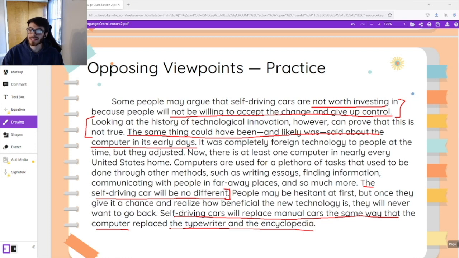So this is how you want to address an opposing viewpoint. You want to immediately take control, right? You acknowledge it, you address it, and you immediately take over and say, here's why it's wrong. And then you spend the entire rest of the paragraph focusing on that. Again, opposing viewpoints are never required, but can be beneficial if done well.